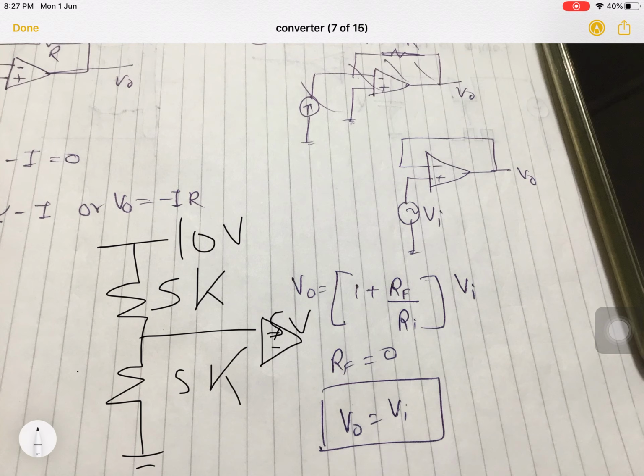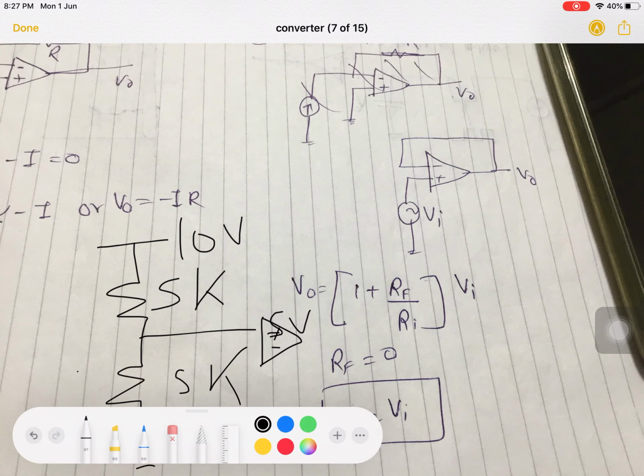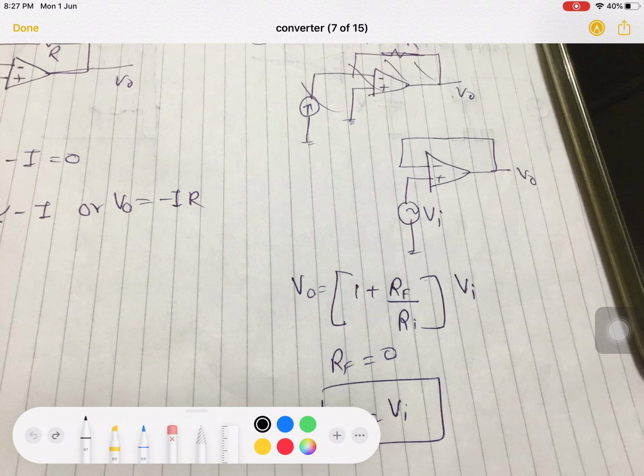We cannot simply use a wire for unity gain and a resistor based circuit for voltage to current as well as current to voltage conversion. So this is clear. Now we'll move onwards.